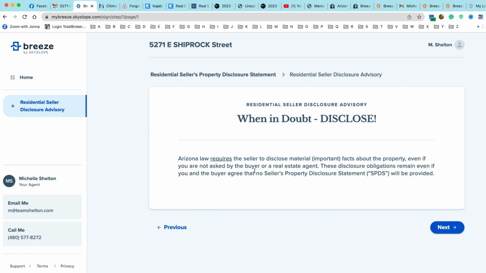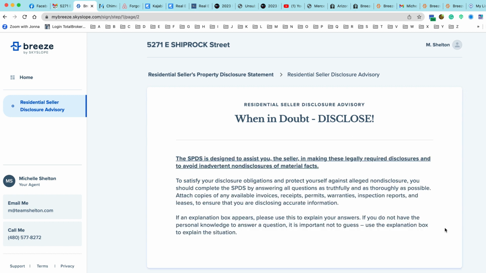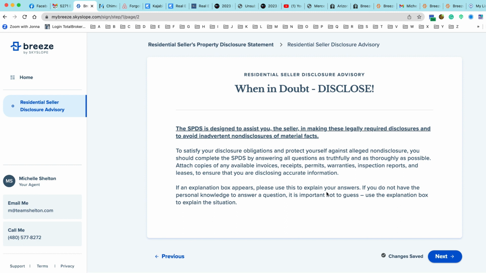Arizona law requires a seller to disclose material or important facts about the property, even if you're not asked by the buyer or real estate agent. These disclosure obligations remain even if you and the buyer agree that no seller property disclosure statement will be provided. Thank you for saying that.